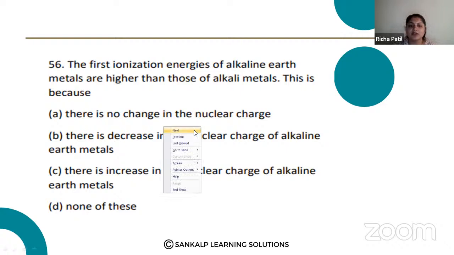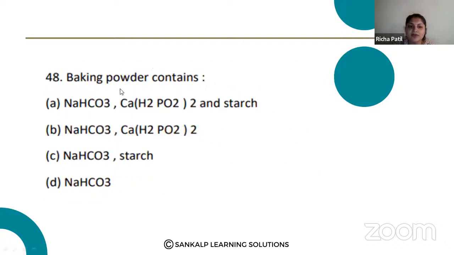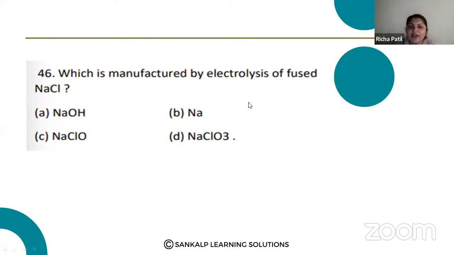So baking powder consists of, what does baking powder contain? Yes, correct. Which is manufactured by electrolysis of fused NaCl? It is A, NaOH, right? NaOH. So by this, we have completed the s-block elements.